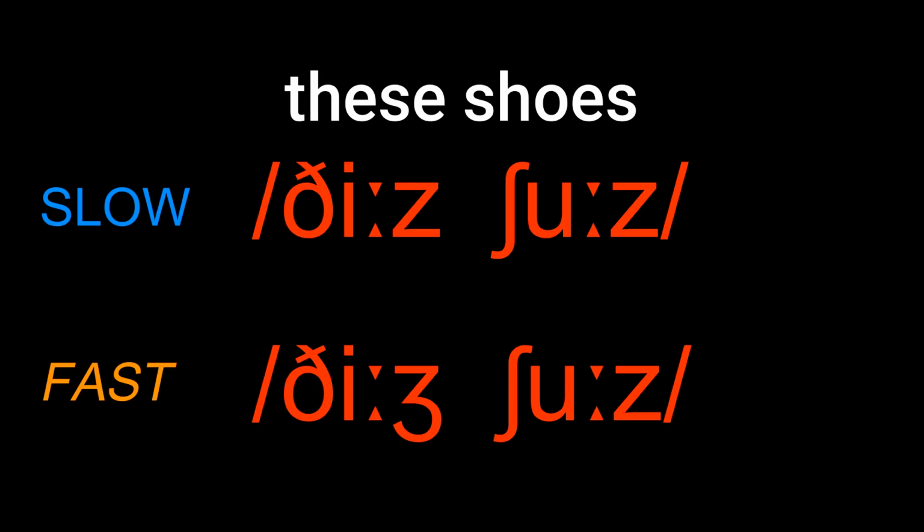For example, these shoes. Say it slowly. These shoes. Now speed it up. These shoes. These shoes. So what happened? What happened to the end of the word these? Did you notice that when you connected the end of the word these, which is the sound z, to sh of shoes, the z changed to zh.